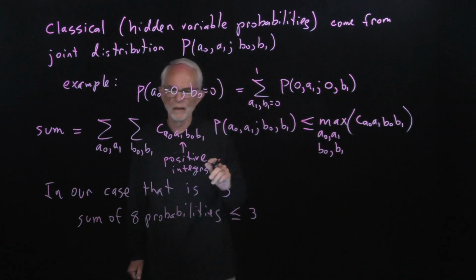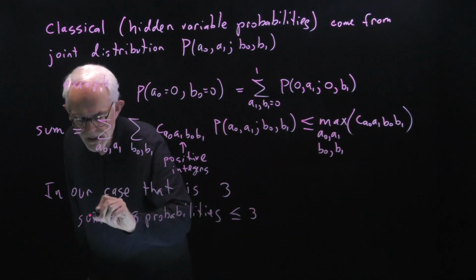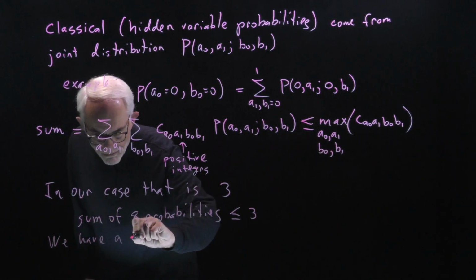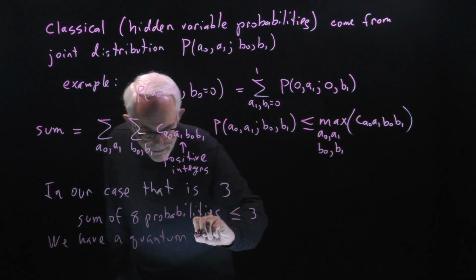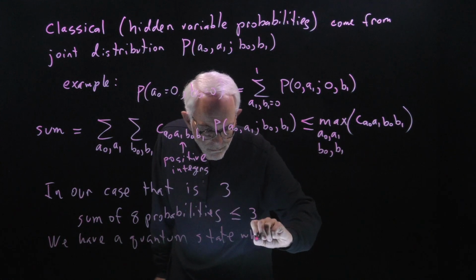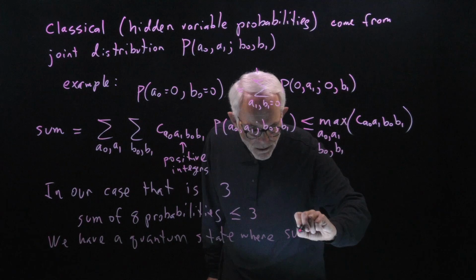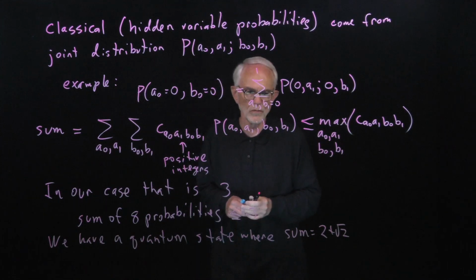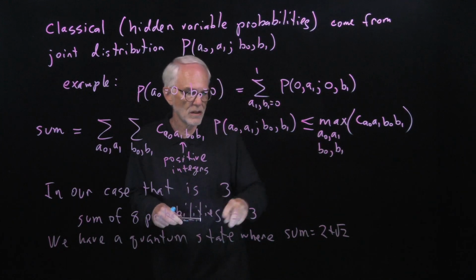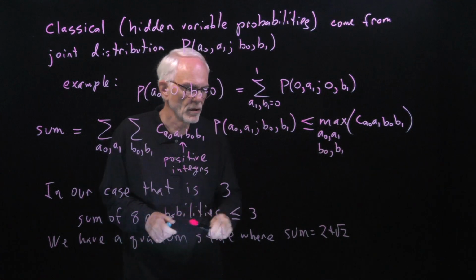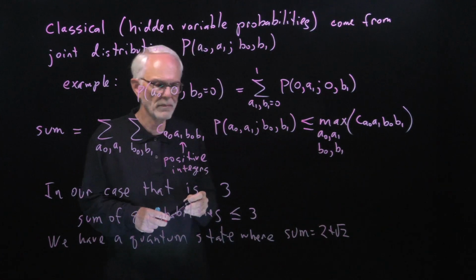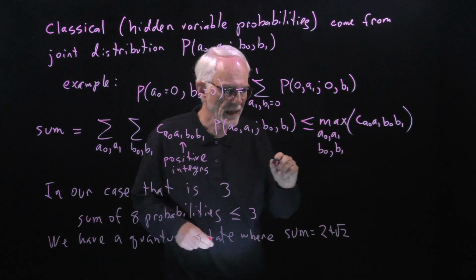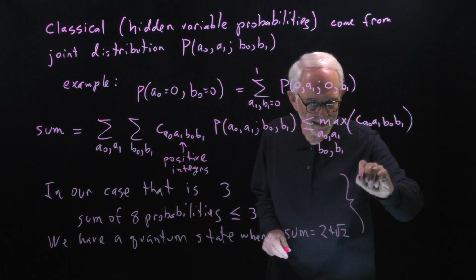And what we found from quantum mechanics is that we have a quantum state, phi max, where the sum is equal to 2 plus square root of 2. And you can see, okay, square root of 2 is about 1.4. So the quantum mechanical result is about 3.4. That is definitely bigger than 3. So we have a violation, a quantum violation.